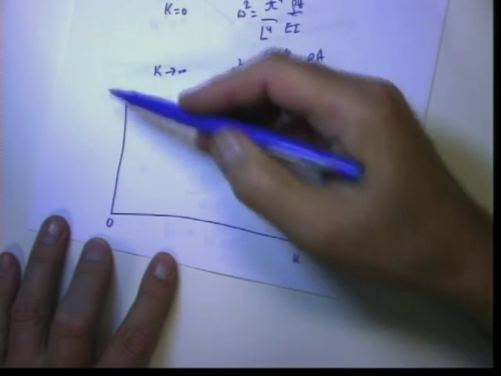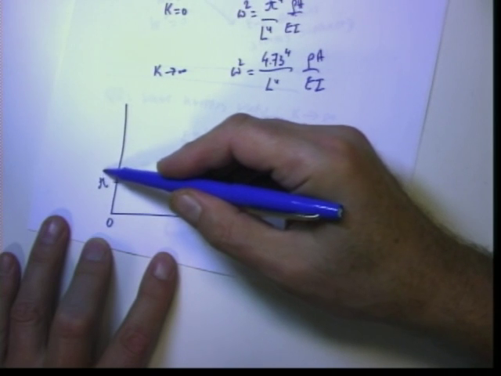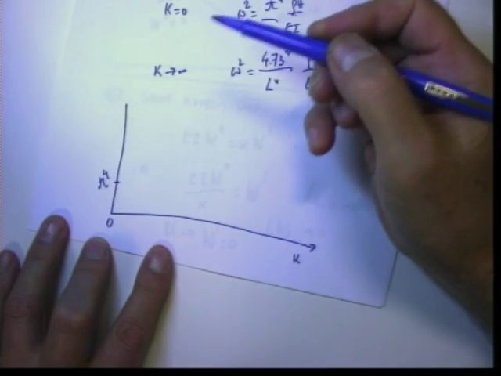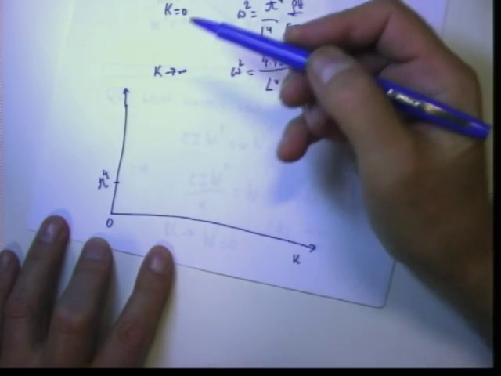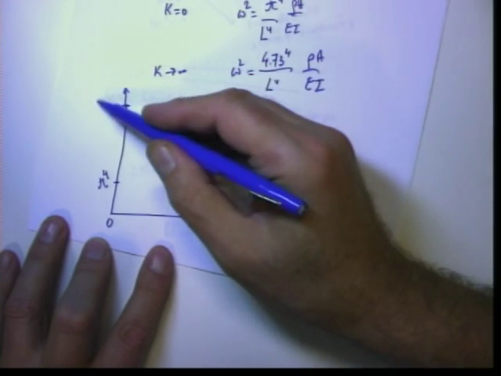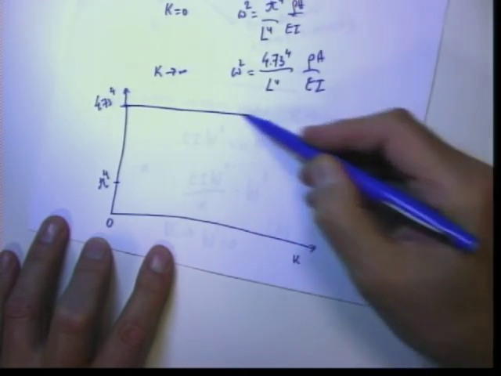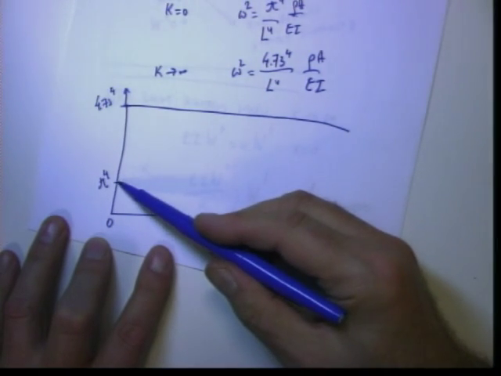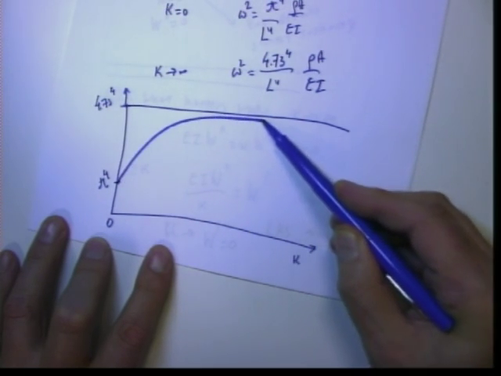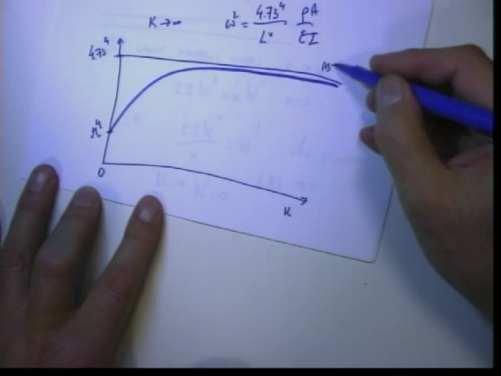When it is 0, then frequencies are, okay, so that is pi in fourth power. That is a starting point, k equals 0. K cannot be negative naturally. So here it is 4.73 in fourth power. That is an asymptote. It cannot go beyond. So that natural frequency behaves like this. Okay, so that is an asymptote.